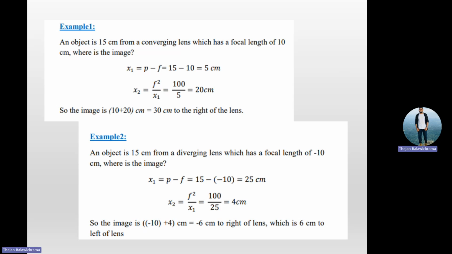But after that, Q is equal to f plus x2. That means 10 plus 20. So the answer is 30 centimeters.